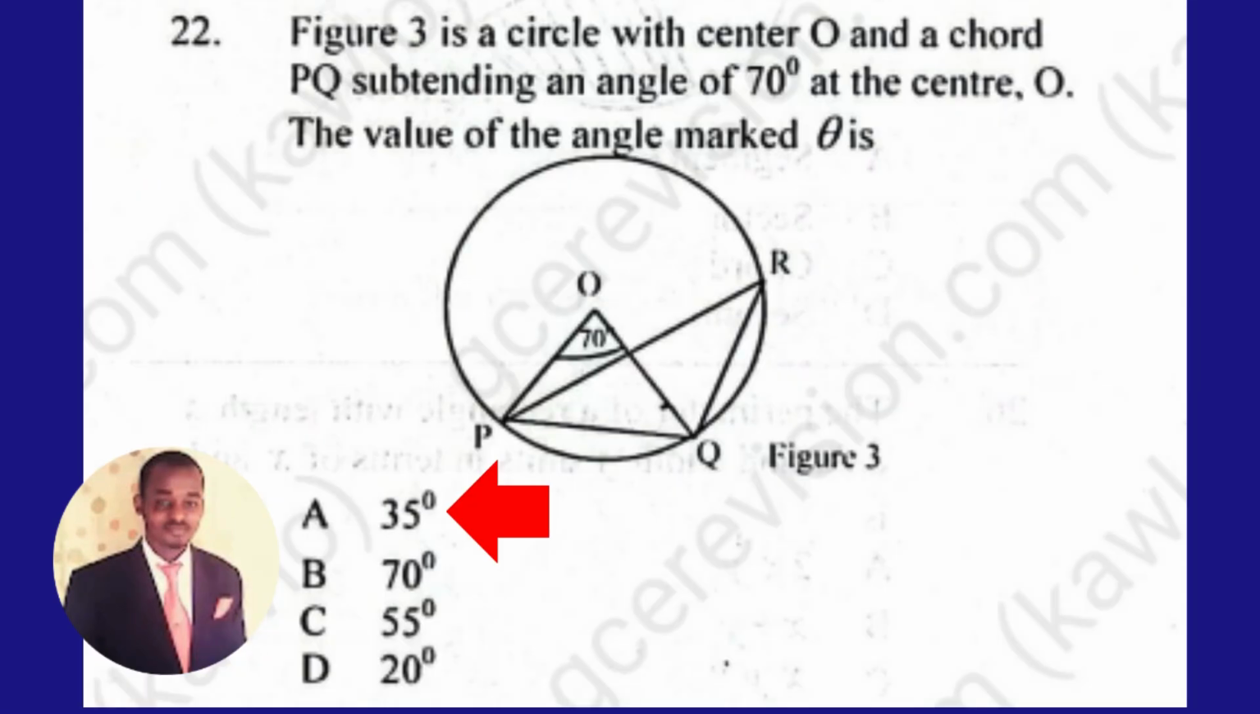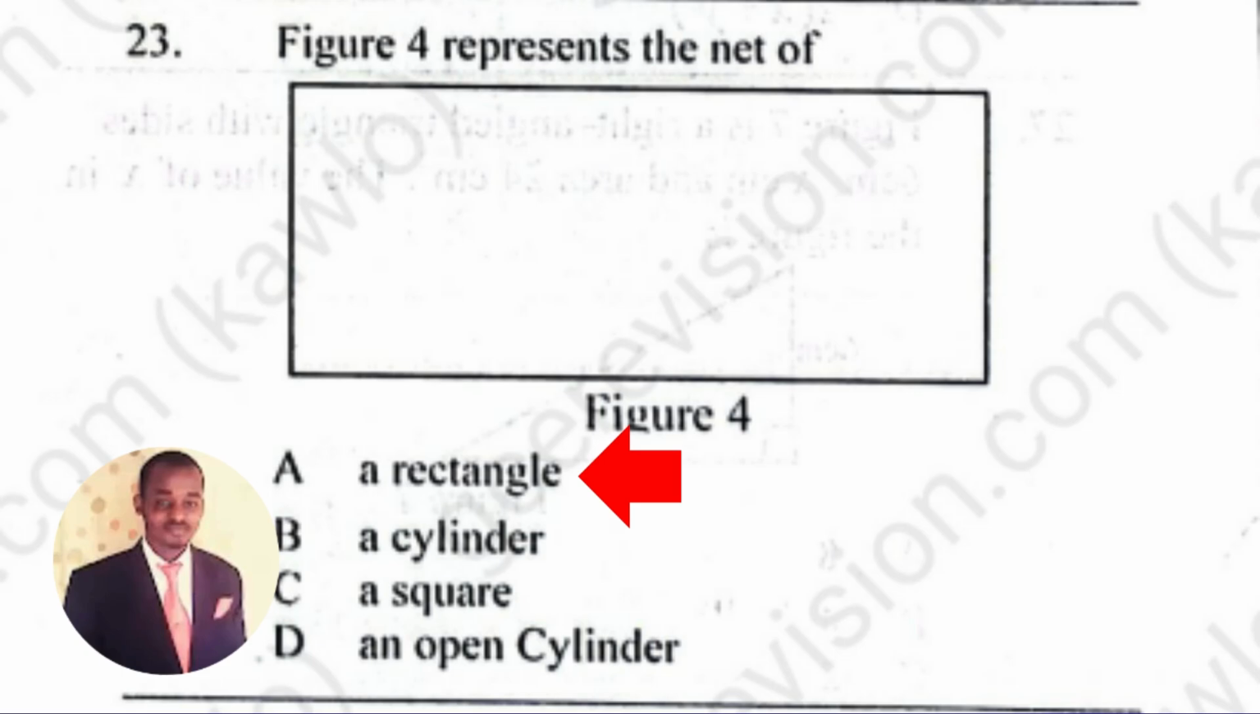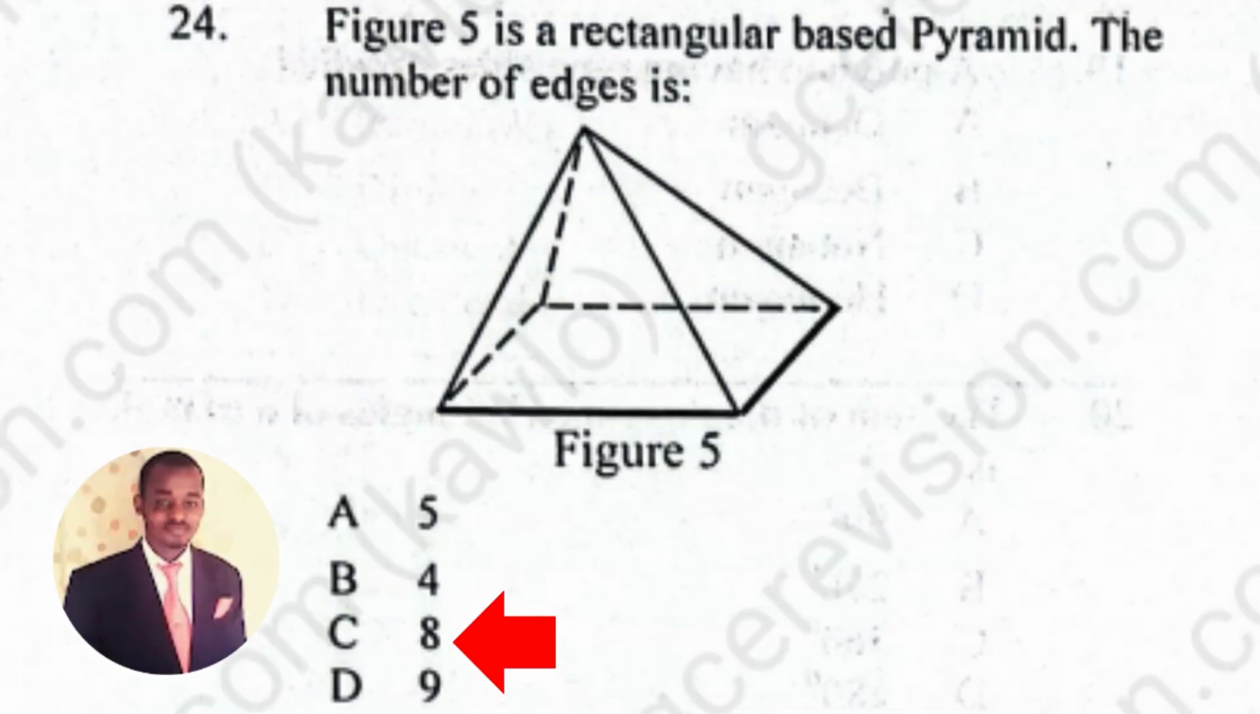Question 22 says that figure 3 is a circle with center O and a chord subtending an angle of 70 degrees at the center O. The value of the angle marked θ is... we actually see it is 35 degrees. Here they ask us that figure 4 represents the net of a... The answer is a rectangle. So here we have 24. Figure 5 is a rectangular base pyramid. The number of edges is... we have the correct answer here, which is actually C. So you can look at the diagram.